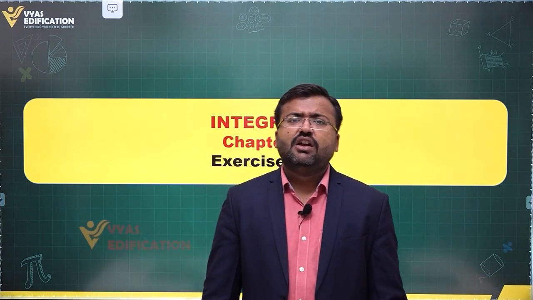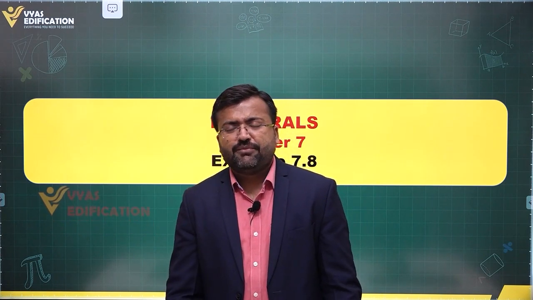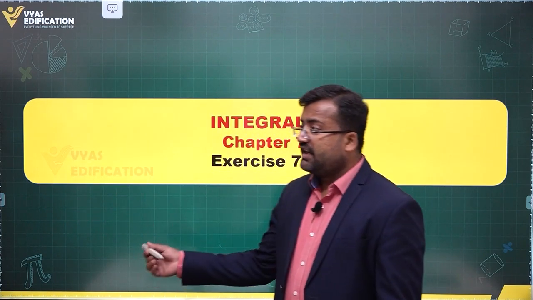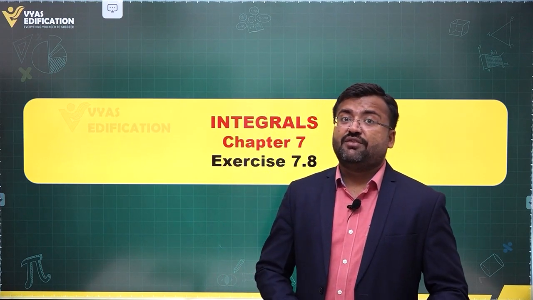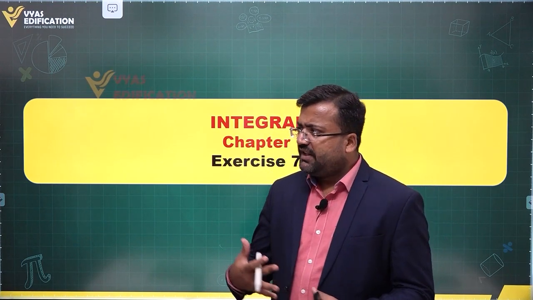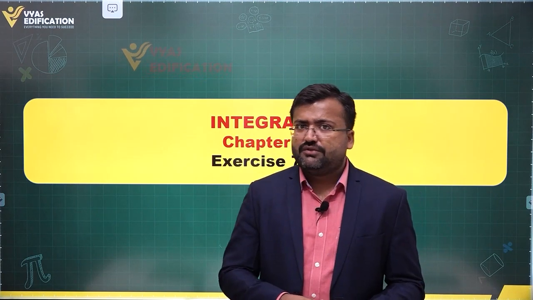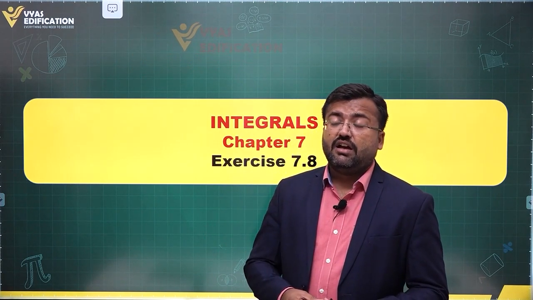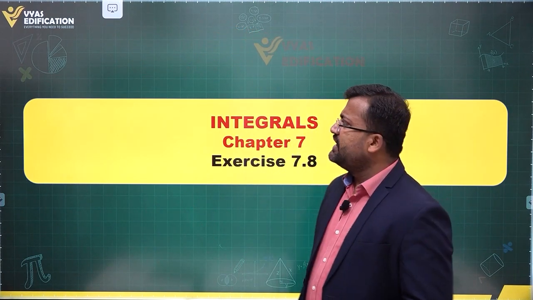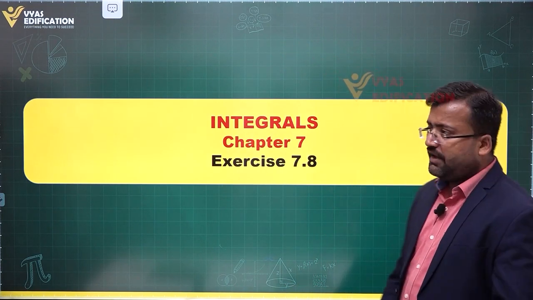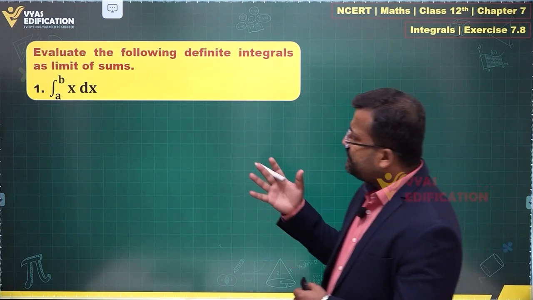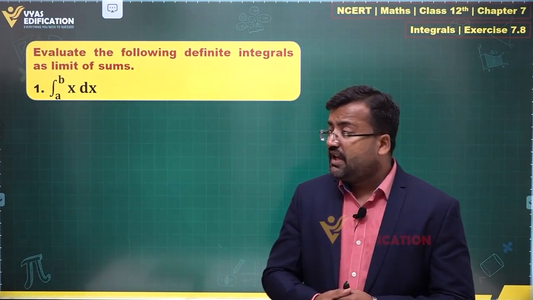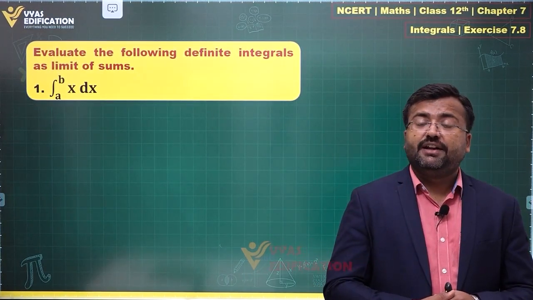Usually asked means they generally ask question every year or every alternate year, that's what you can say, right? They may miss some time, but they generally ask question from this particular topic, that is definite integral as limit of a sum. So here we'll learn the basic concepts related to all of this along with the questions, right? So let's begin with the first question over here. The first question, evaluate the definite integrals as limit of sum, and as you can see, integral a to b x dx is what is given, right?